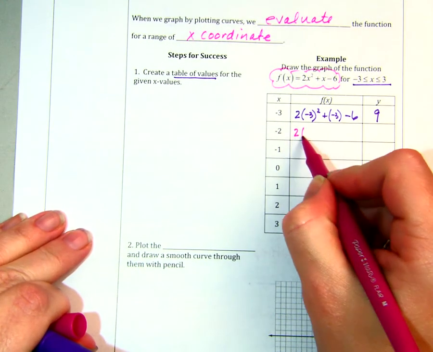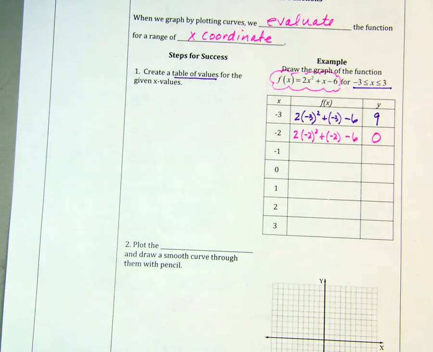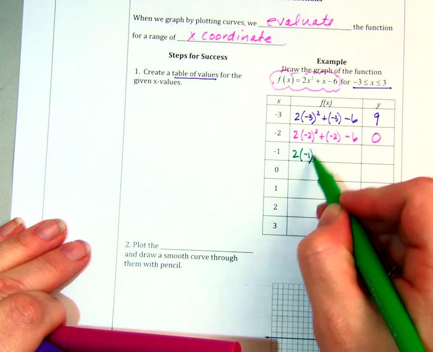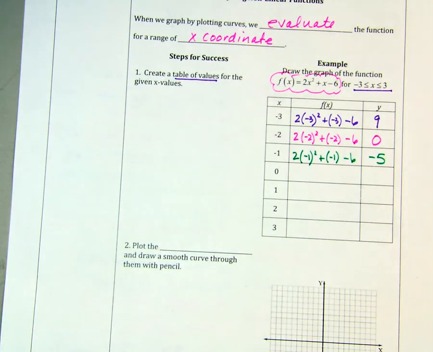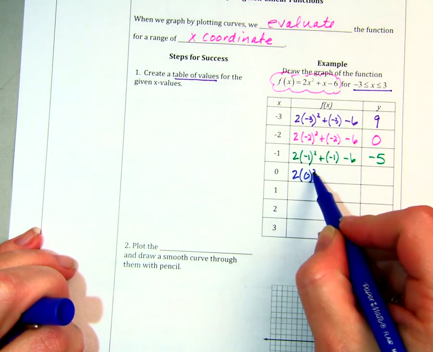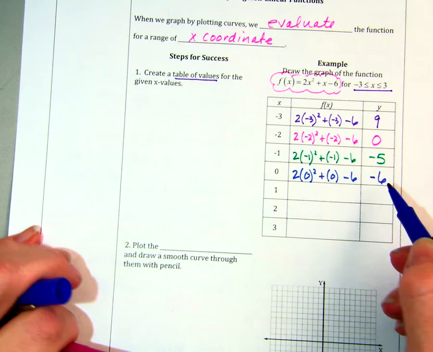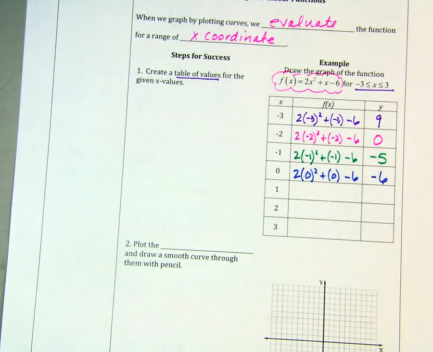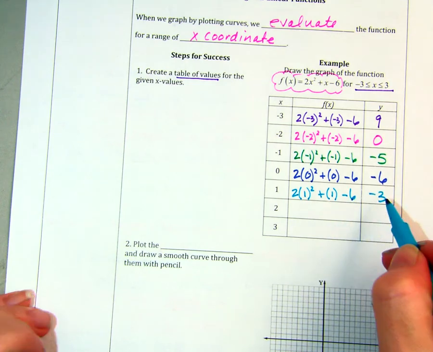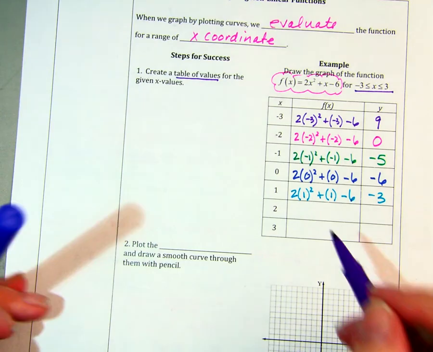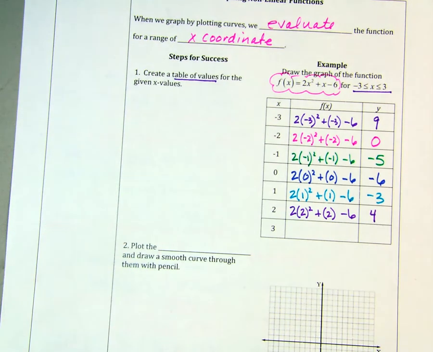The next one is 2 times negative 2 squared plus negative 2 minus 6 comes to 0. 2 times negative 1 squared plus negative 1 minus 6 is negative 5. 2 times 0 squared plus 0 minus 6, I still put that in there even though I'm pretty sure I know what that is, negative 6. Get in the habit of writing all of your work out to clean things up. 2 times 1 squared plus 1 minus 6 is negative 3. 2 times 2 squared plus 2 minus 6 is 4.